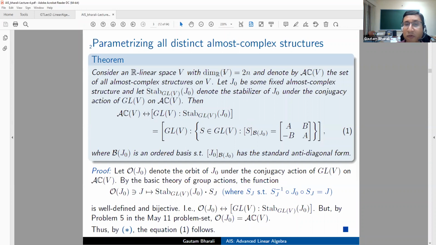Now, for the same reason that on a fixed vector space it is possible to find at least one almost complex structure, but also, you know, the fibers of the tangent bundle are all real isomorphic to each other.